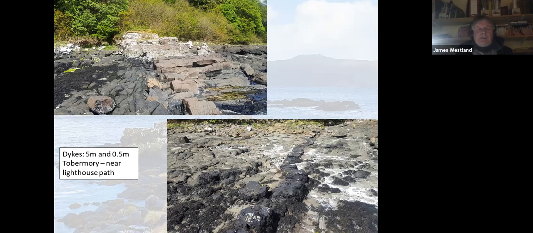And not far from it, there's this other one, which is quite sinuous, but it's quite small. It's only about half a meter wide. So they're quite different, but very close together. So these things can vary quite a lot in their appearance over a short distance.